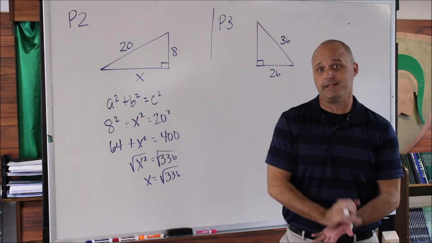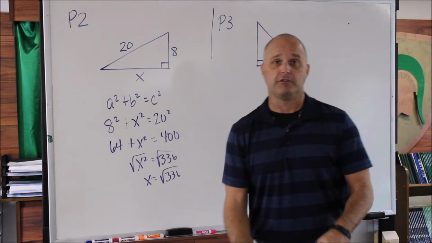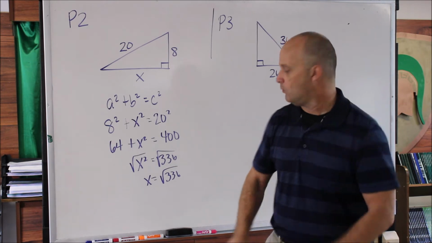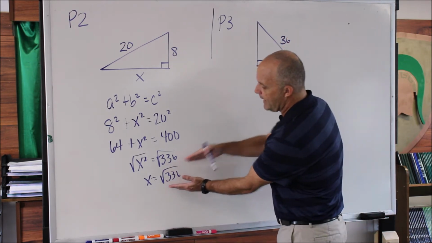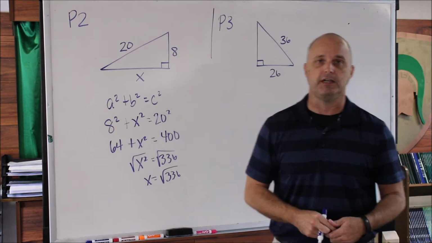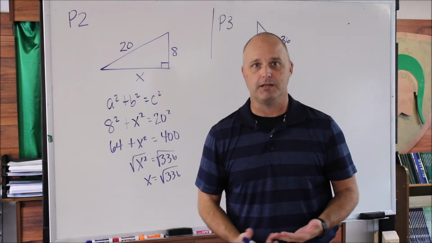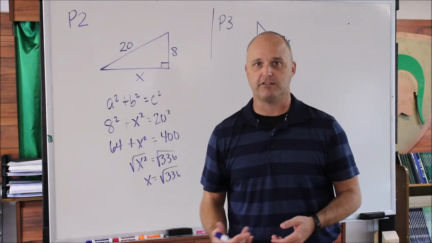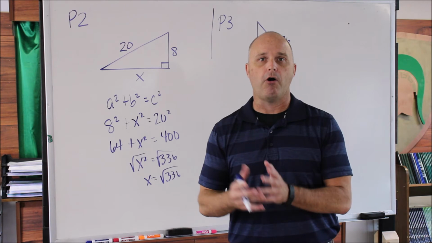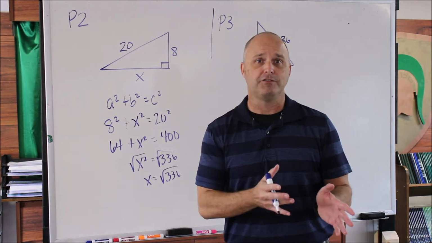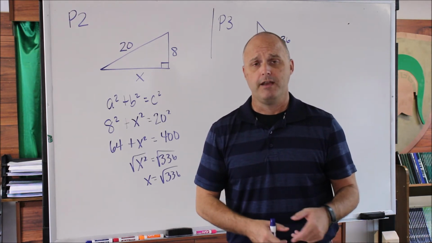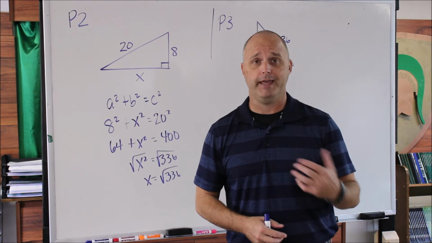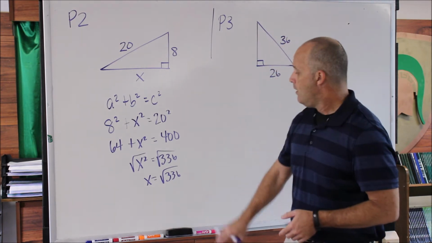We don't want to take this down to a decimal, because once we take it down to a decimal, we take it from something that is completely accurate, the square root of 336, to something that is not going to be completely accurate, which is going to be a rounded decimal. So I prefer you to keep all of your answers as square roots. Now, if you need to, or if you can, go ahead and reduce them.